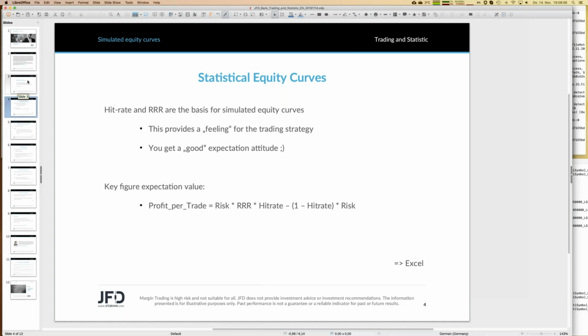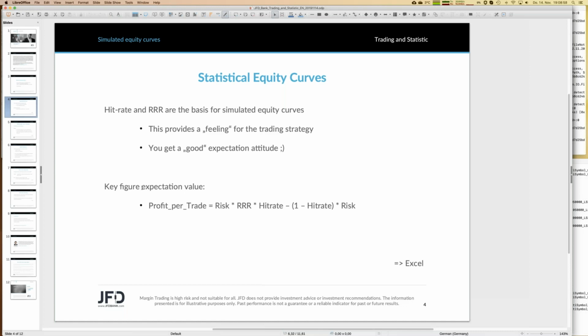So we might take as an input a real trading account, or we just take those numbers as descriptive numbers for any trading strategy. And if you simulate out of those two numbers our equity curves, you will really get a better feeling for your trading strategy or your trading account, because it's not always the same. If we have those two given numbers and then we simulate the equity, we will always get different equity curves, and they really look different. You will see in a second. And the other good thing is, doing so, you get a better expectation attitude for what you can and might achieve with your trading strategy.